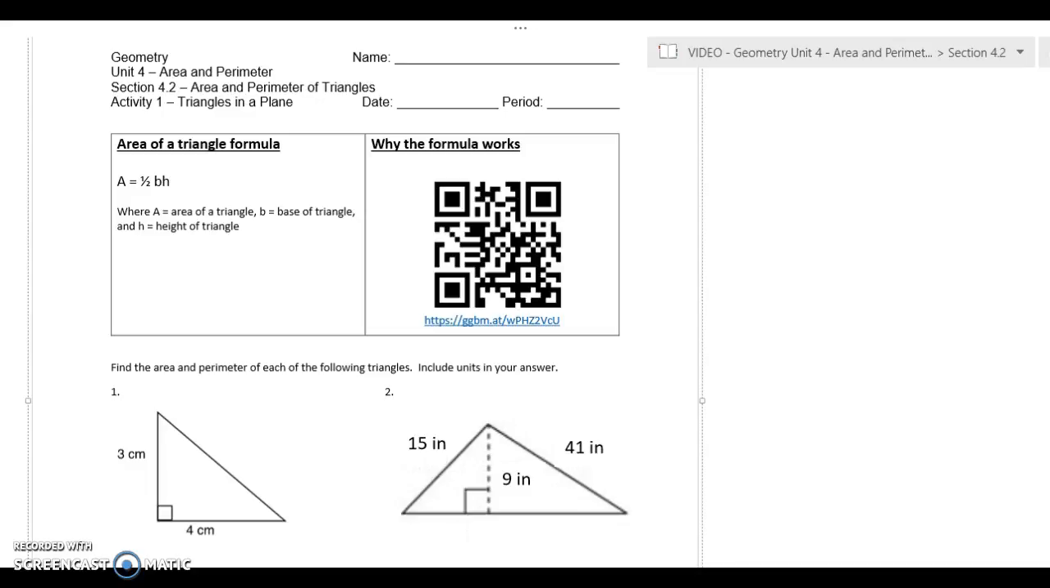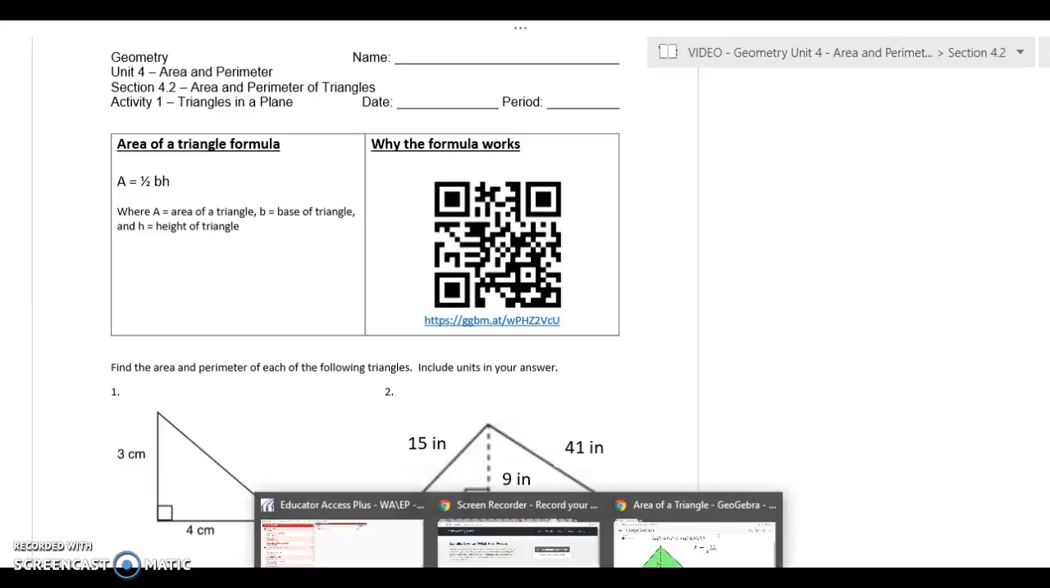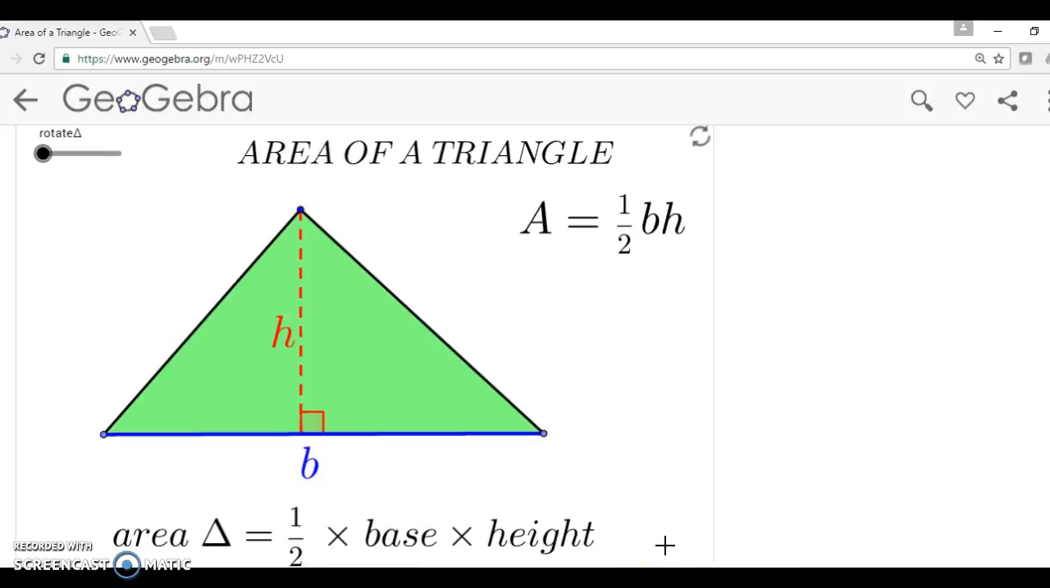We know that the area of a triangle is 1/2 base times height. Now the key here is that we have to have a right angle somewhere. The base and the height are the sides that form the right angle. So let's take a look at an exploration of why this actually works.